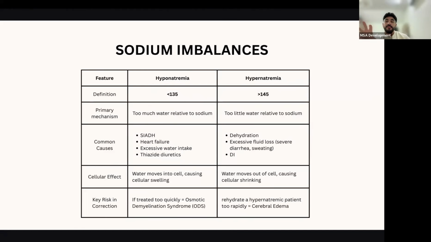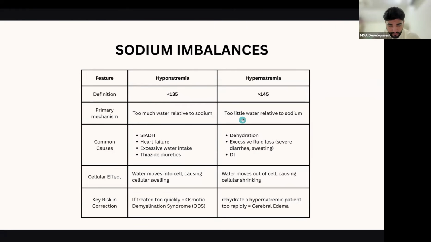Now, what happens is that when you're having a lot of water, the water is going to move into the cell, causing cellular swelling. So if I treat hyponatremia too quickly, what could happen? I could get something we call osmotic demyelination syndrome. And you've probably heard of something called locked-in syndrome. So when you treat it too fast, you are putting the brainstem at risk of demyelination, okay? This is something very important that you need to keep in mind when managing a hyponatremic patient. And then the patient could end up having locked-in syndrome.